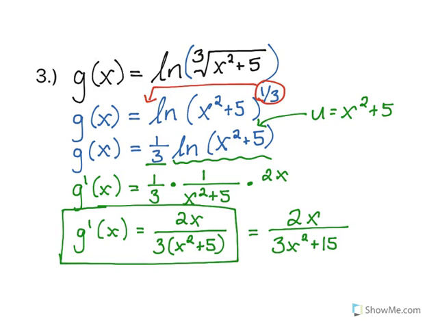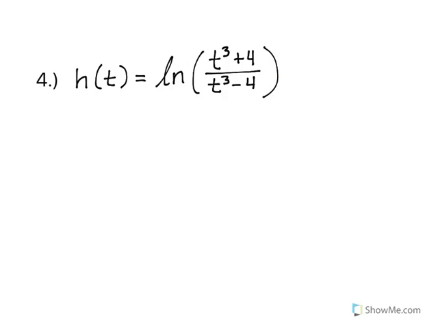All right, let's take a look at problem number 4. All right, so again, we've got a quotient on the inside, and if we had to do the derivative of that, we would be doing our quotient rule, which is low d high minus high d low over low squared. But because it's inside of a log, we can split this apart using the quotient rule for logarithms, that property of logarithms.